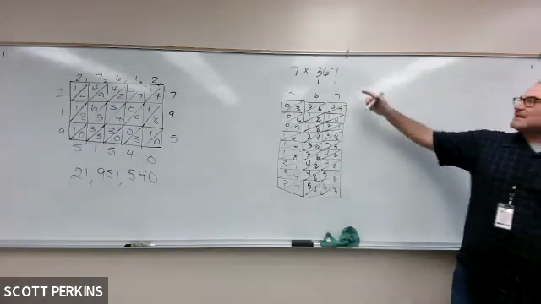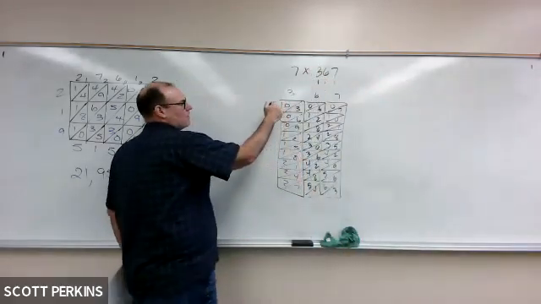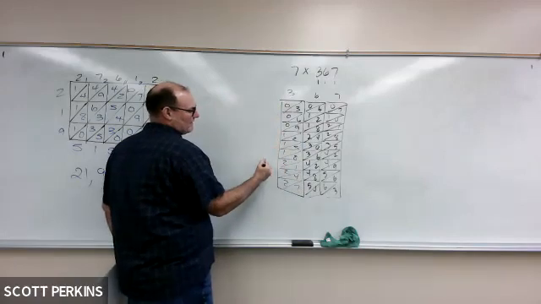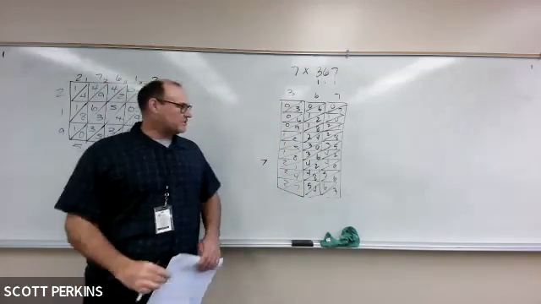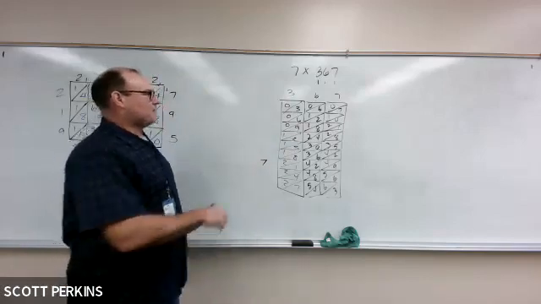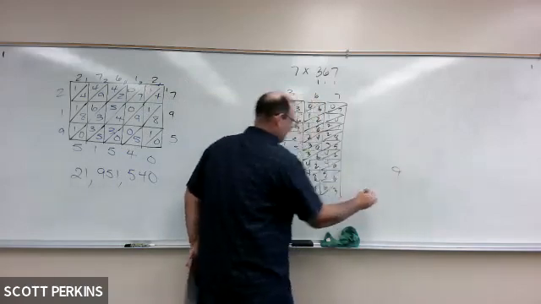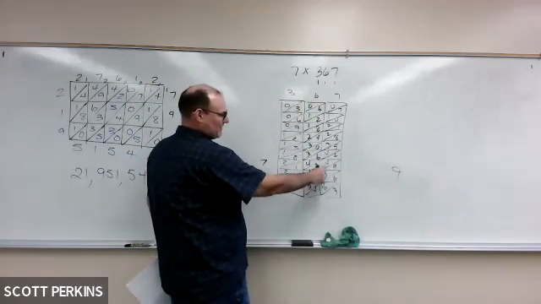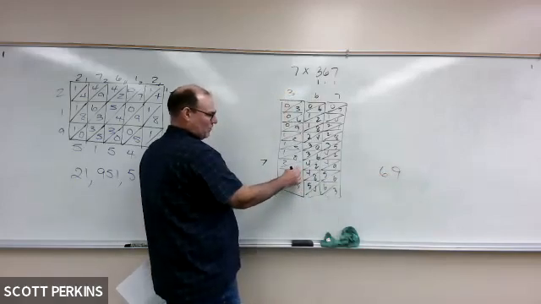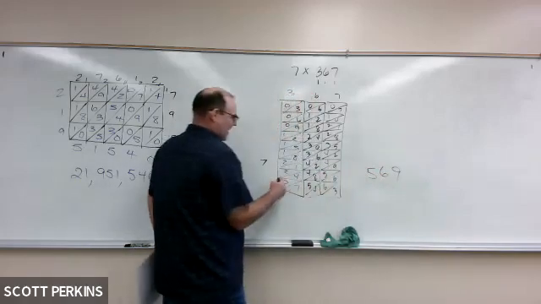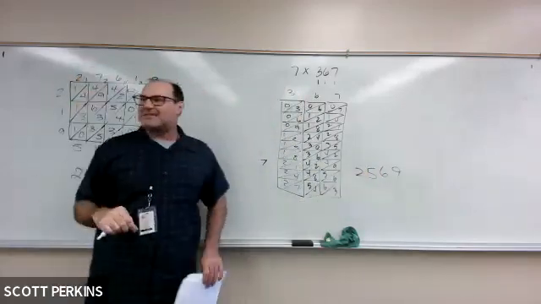And then since he's taking 367 times 7, he would go down to the 7 row, 1, 2, 3, 4, 5, 6, 7, and he would just do the lattice right there. So you ignore everything else. And so 7 times 367, the units place would be 9. The next place would be 4 plus 2, that would be 6. The next place would be 4 plus 1, that would be 5. And then the last place would be 2, and it would be 2569.